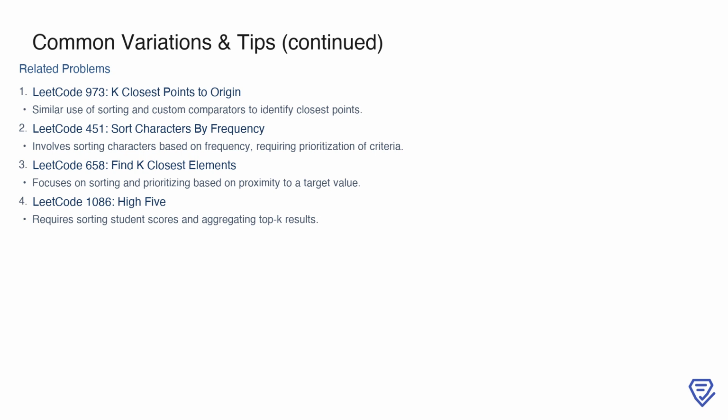Problem 658, Find K Closest Elements, focuses on sorting and prioritizing based on proximity to a target value, while problem 1086, High Five, requires sorting student scores to aggregate the top K results. These related problems share common themes, such as custom sorting logic and the need to handle ties, making them excellent practice for mastering this topic.